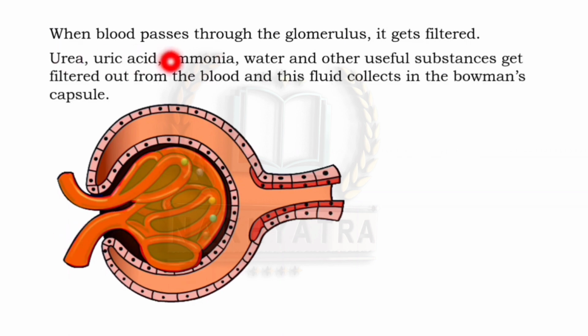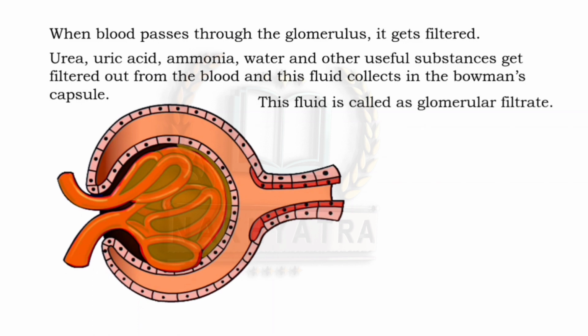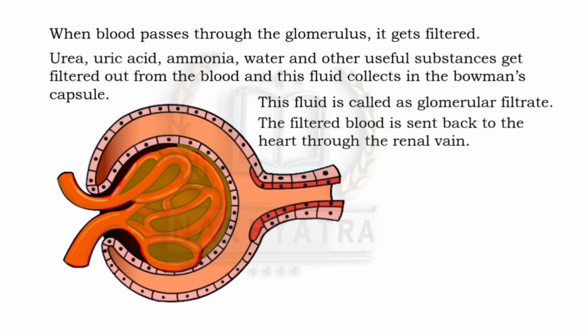Urea, uric acid, ammonia, water and other useful substances get filtered out from the blood, and this fluid collects in the Bowman's capsule. This fluid is called glomerular filtrate.